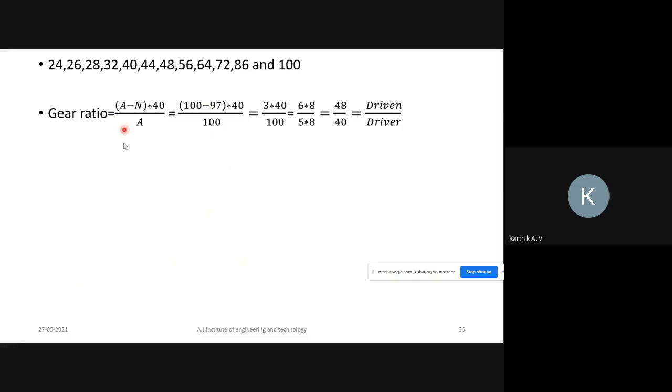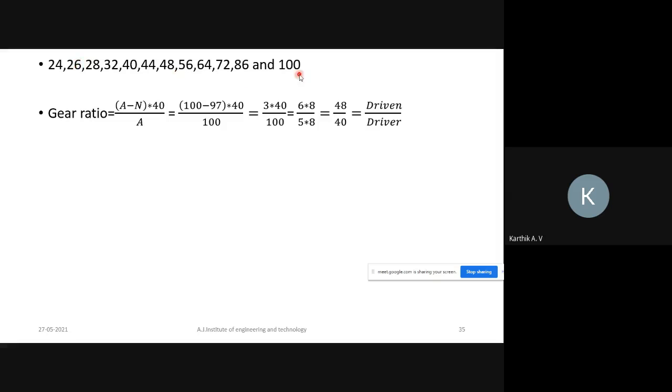This formula is used to choose the gear train. The formula is (A minus N) into 40 divided by A. Here A is the approximate value which we have chosen. I have chosen 100, and the number of divisions required is 97. So (100 minus 97) is 3, into 40 divided by 100. After simplifying you will get 6 divided by 5.